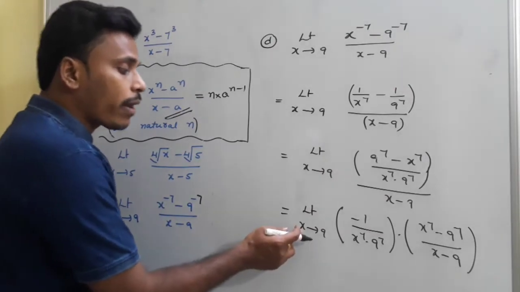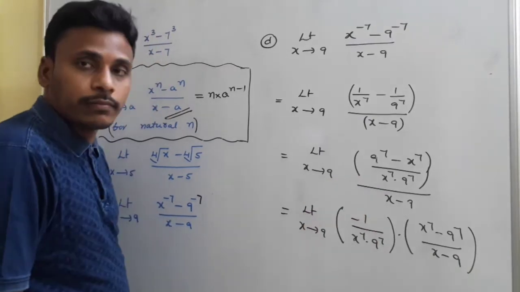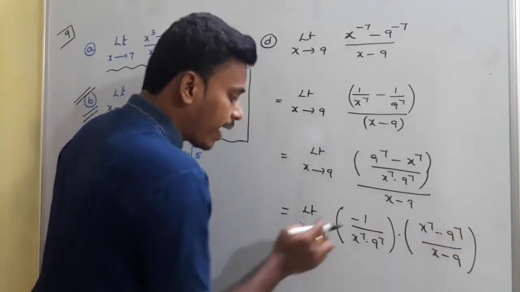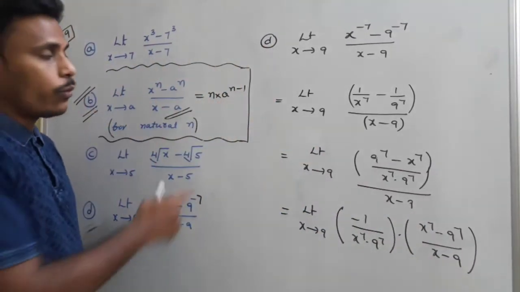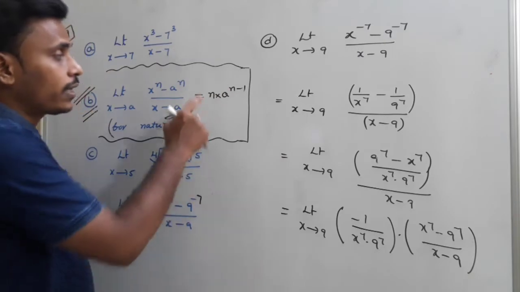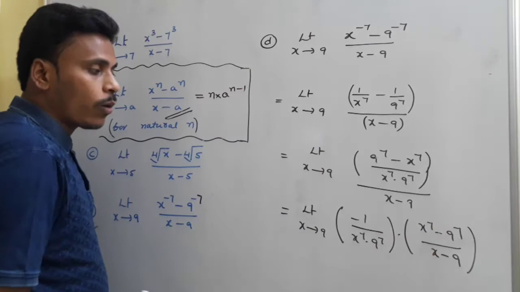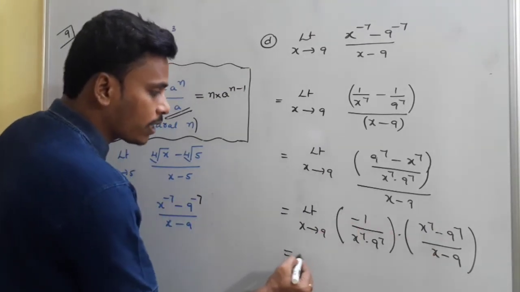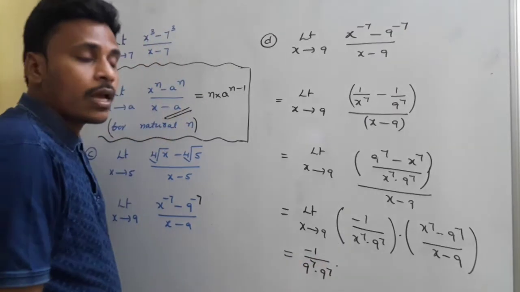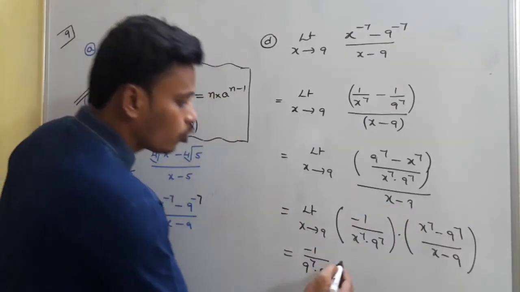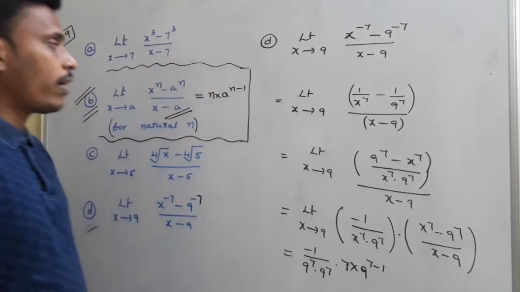Now at the end, when you apply limit x tends to 9, this will become 9 power 7 into 9 power 7. And for this, directly if you apply 9, it is an indeterminate form. So now you need to use the same formula, which is n into a to the power n minus 1. That n is the power 7. A is this 9. So at the end, from this one, our answer is minus 1 by 9 power 7 into 9 power 7. And for that term, n into a to the power n minus 1, in the sense 7 into 9 power 7 minus 1. Is it right? Is there anything wrong?